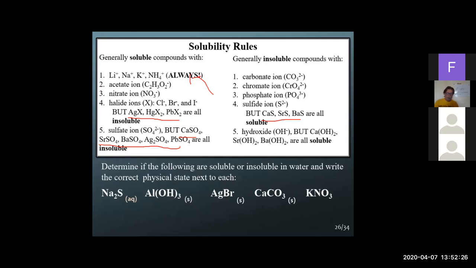And then finally, potassium nitrate. The fact that you see potassium right up front tells you right off, don't even have to think about it. It's in number 1 of the soluble column, and therefore automatically soluble, hence we write it as aq, aqueous solution.